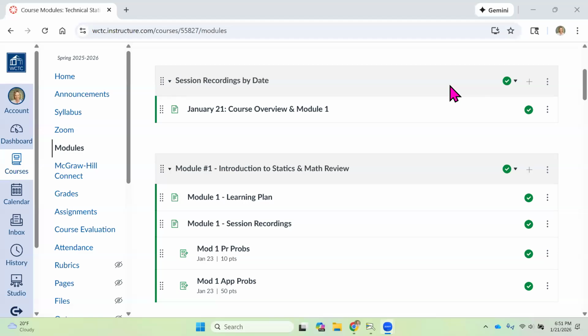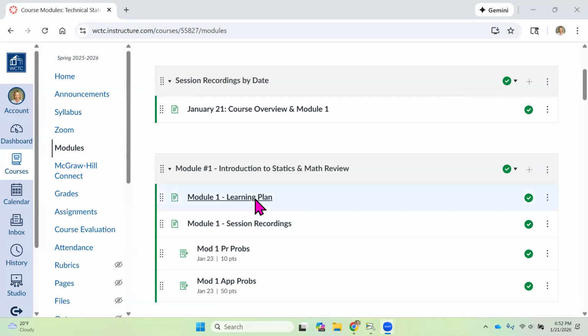Start our recording. So we're going to be looking at Module 1 this evening and completing the practice problems for that section. The practice problems are going to lead into and give us insights and formatting for the application problems. We are not working out of the textbook for this particular module, okay?